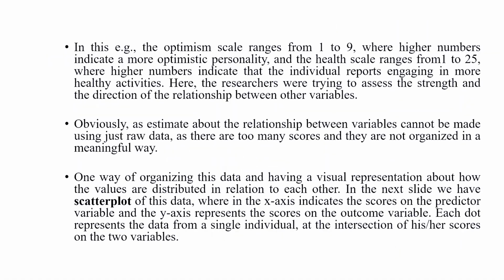Now, the optimism scale varies from 1 to 9. So, 1 is least optimistic, 9 is most optimistic. Higher numbers indicate a more optimistic personality, and the health scale ranges from 1 to 25, where higher numbers indicate that the individual reports engaging in more healthy activities: eating good food, exercising every day, waking up and sleeping at the correct time, and a bunch of other things, maybe dietary restrictions and so on.